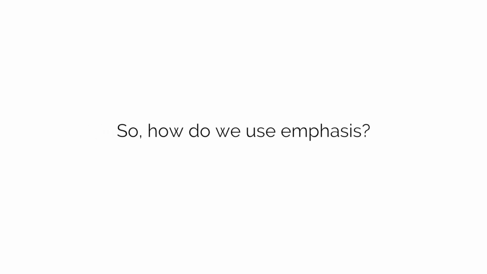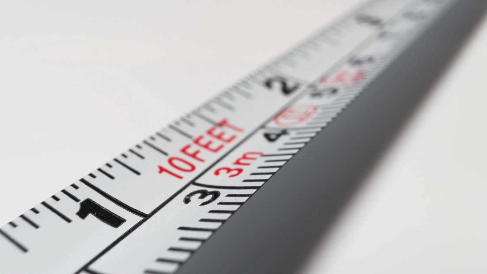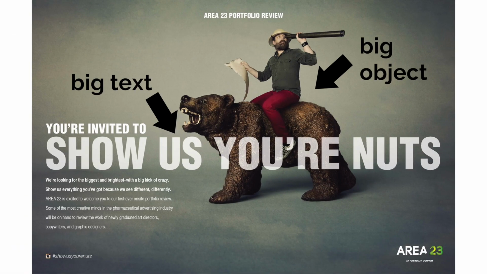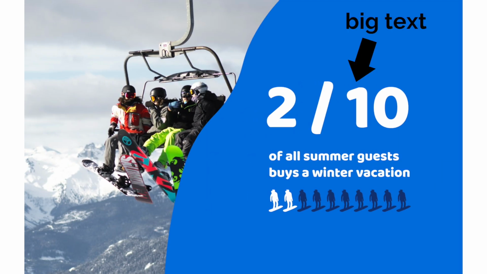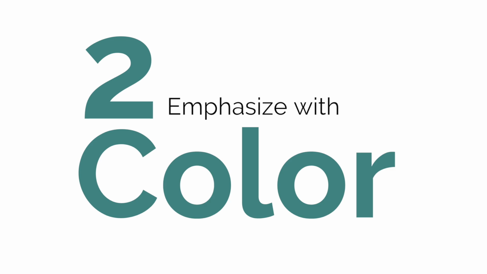So how should we be using emphasis to do this? Here are 3 ways you can emphasize design elements. 1. Emphasize with size. We equate size with importance. By creating a contrast in the size of text or between objects, we show the audience what they should view as prominent.